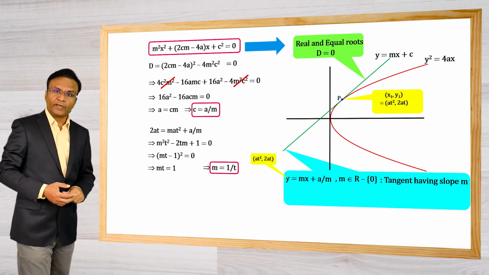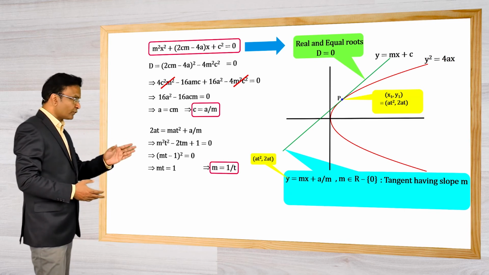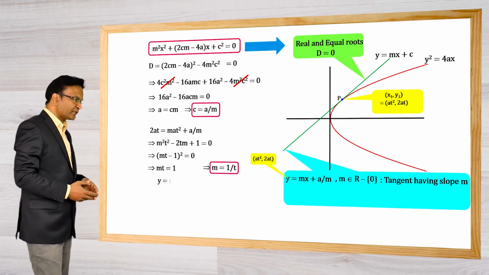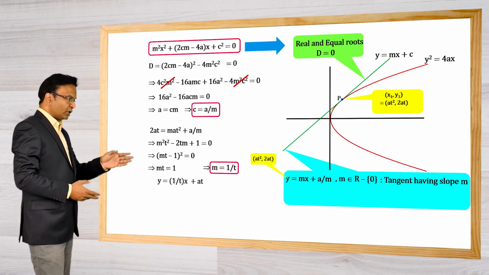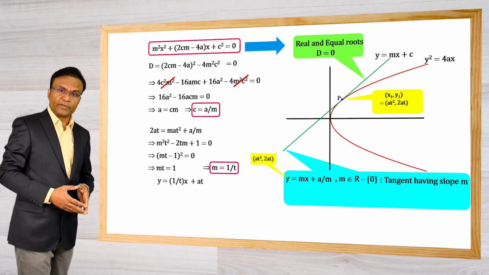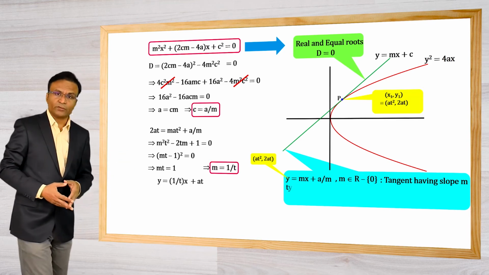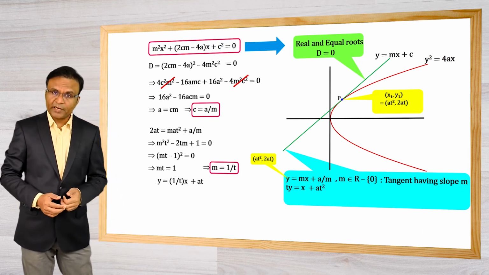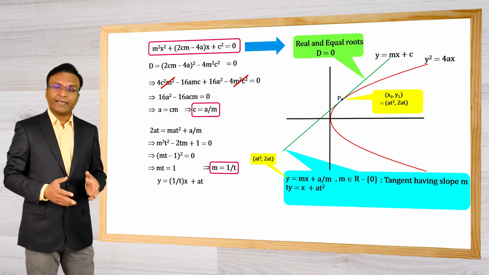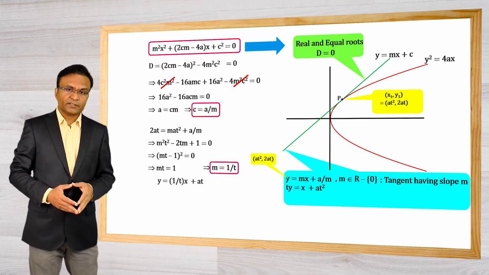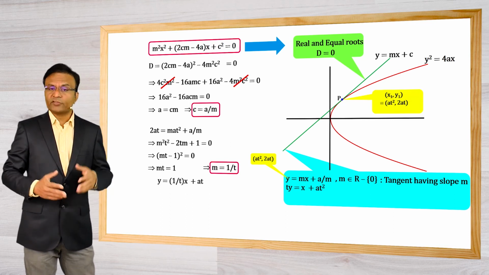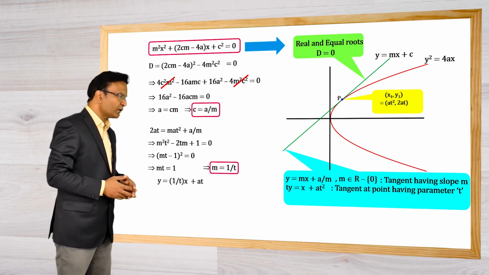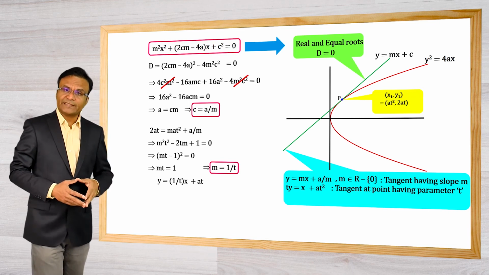Now let's put the value of m, which is 1 upon t, in the equation of this tangent. We get y is equal to 1 upon t x plus at. Multiply both the sides by t, so we get ty is equal to x plus a t square. This is the equation of tangent to this parabola at point a t square comma 2at. We can consider this equation as the equation of tangent in terms of parameter t.